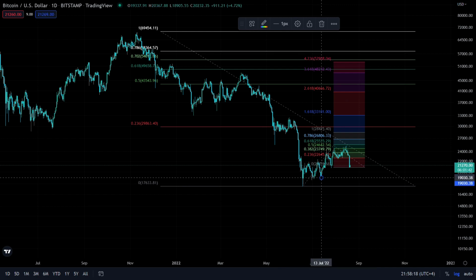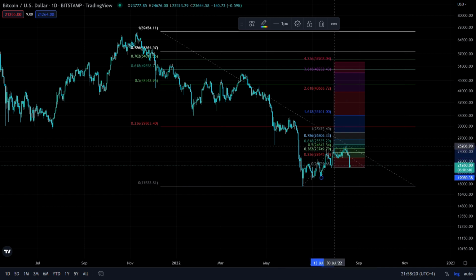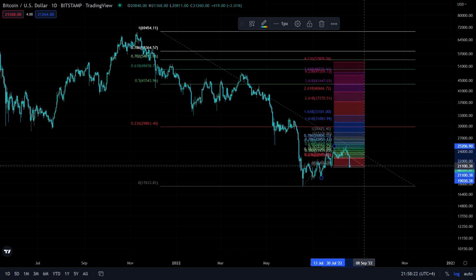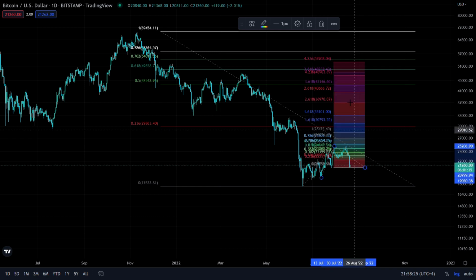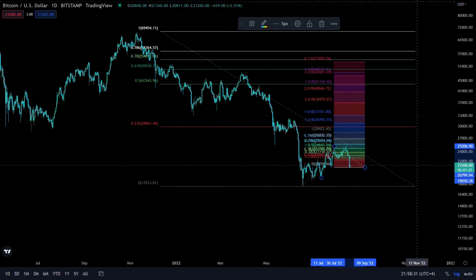Or if we do pull the fibs from the impulse that I said earlier to the top, to the bottom, if we have got the bottom, again we're starting to see some confluence around these levels, so 40,000 one to look out for.